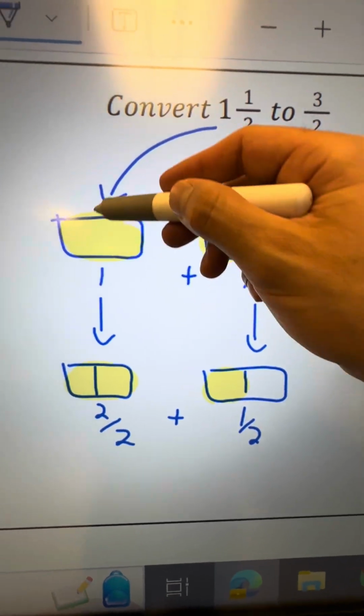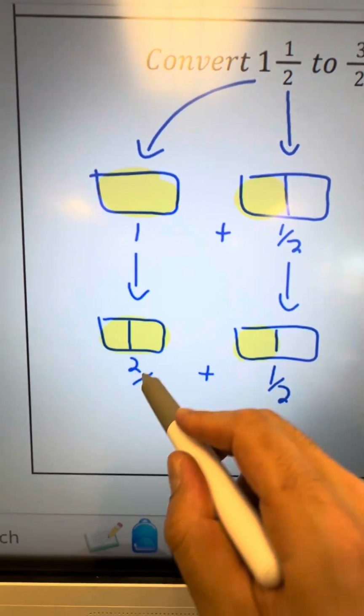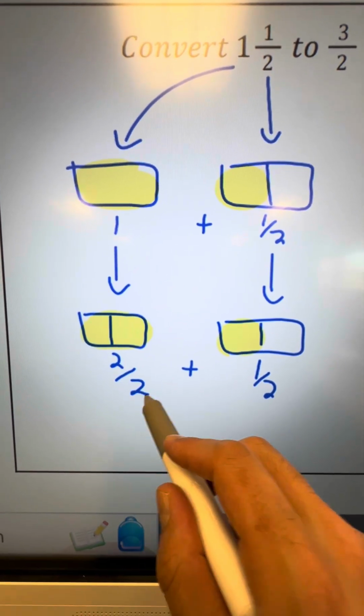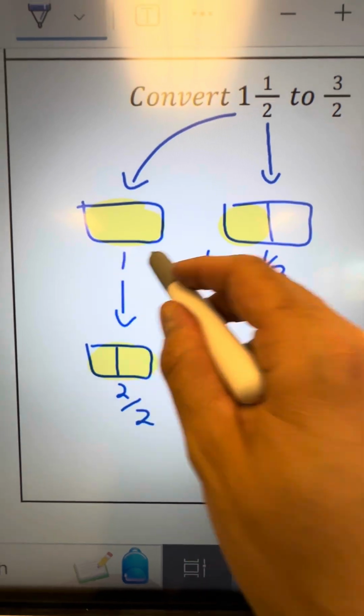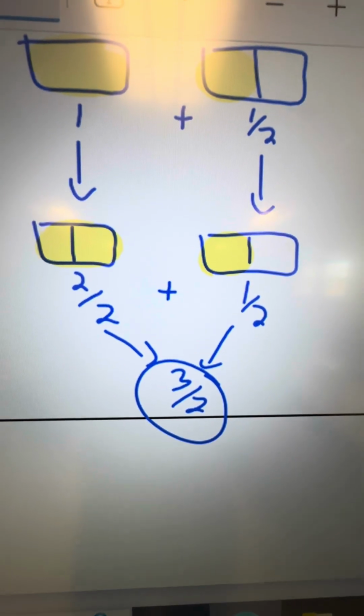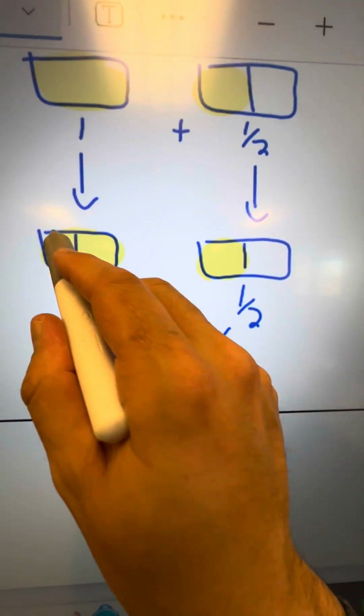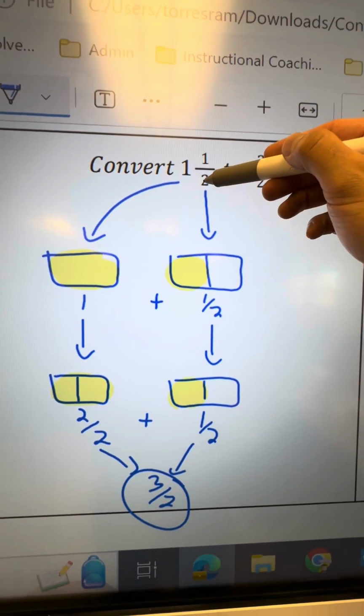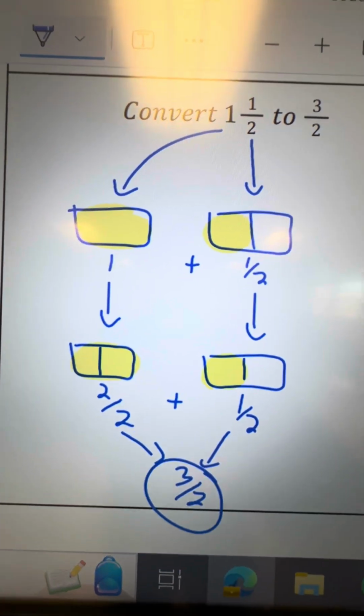And now you can see that when I cut this in half, 1 is the same thing as 2 halves, and that stays the same as 1 half. So now we have 2 halves plus 1 half is the same thing as 1 plus 1 half. And finally, you can see when you combine these together, we have 1, 2, 3 halves. So we just showed 1.5 is the same thing as 3 halves.